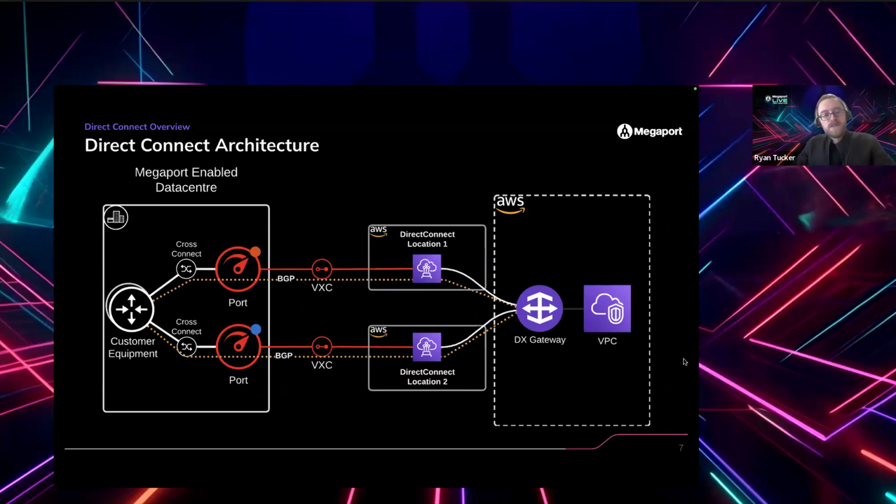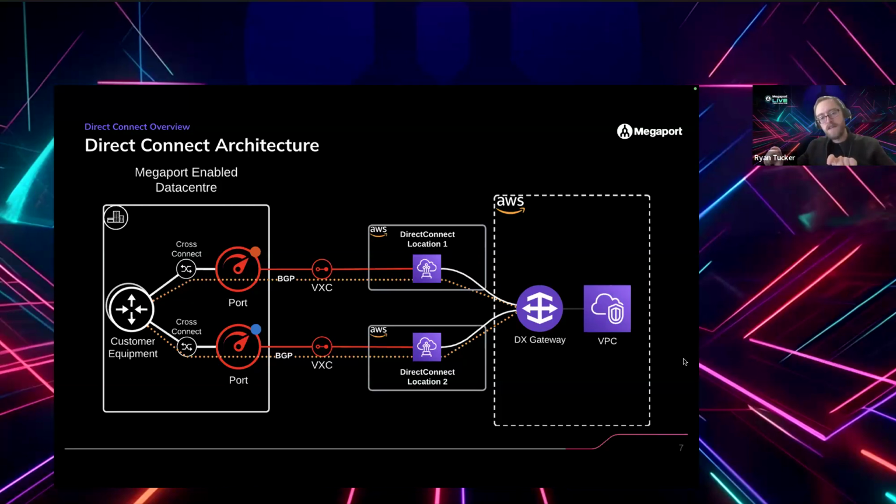This gives you a view of how the whole thing works and fits together. It's a bit of a busy diagram. Starting from the left-hand side, there's the customer equipment, your router or switch or whatever you're using to terminate this connection. There's a cross connect in the data center, a cable plugged into a Megaport port, and then Megaport provides a virtual cross connect from that port into AWS.